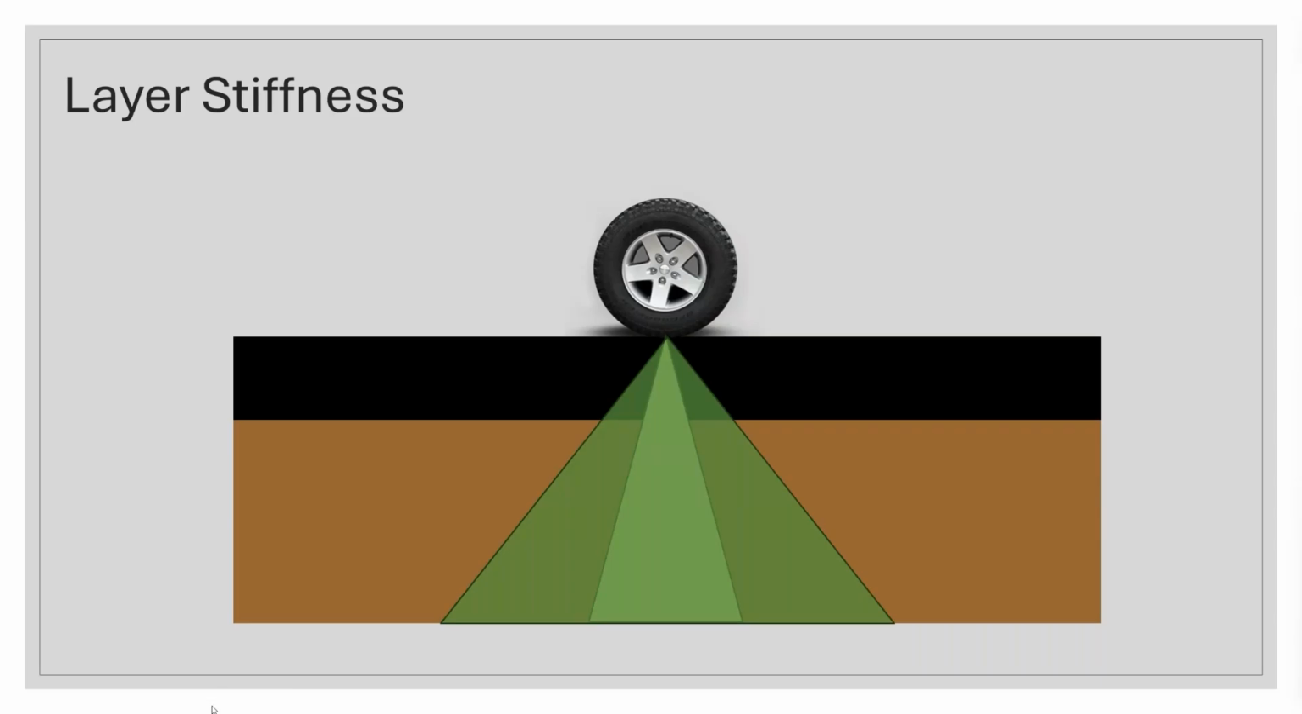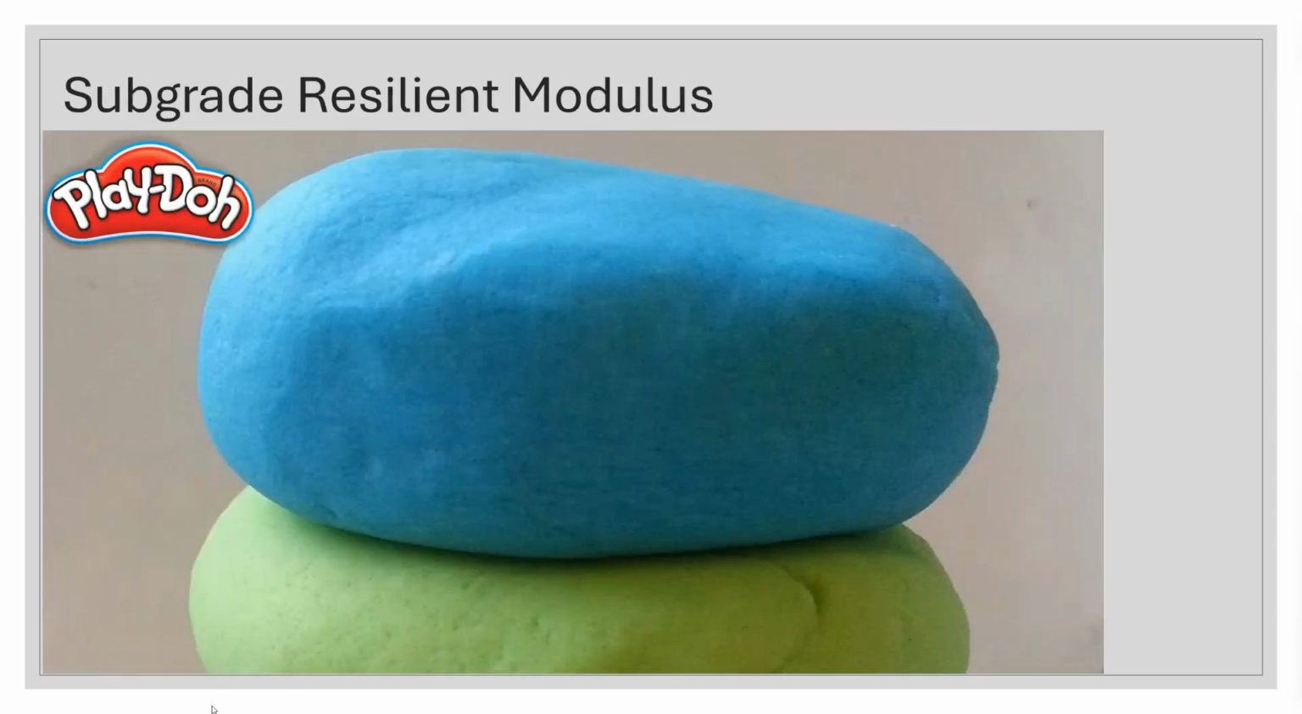The other thing with stiffness is a measurement. It's a term that we use called subgrade resilient modulus. I like to think of this as kind of how Play-Doh operates. Resilient modulus is kind of a fancy scientific sounding word, but it refers to the stiffness of whatever that material is. In this case, we're talking about subgrade.